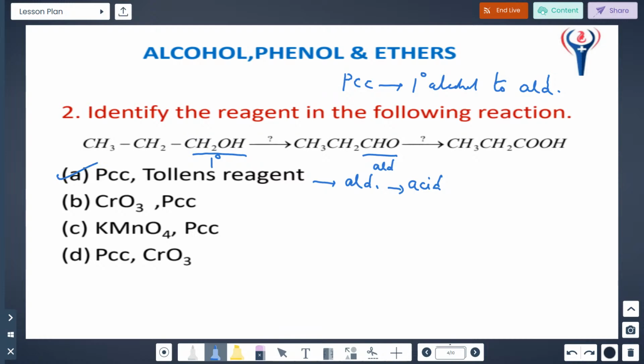Next one. Here, Tollens reagent. I told you, aldehyde into carboxylic acid. Aldehyde into acid, and Tollens reagent does that work. So option A is the correct answer. Are you following? Okay, next one.